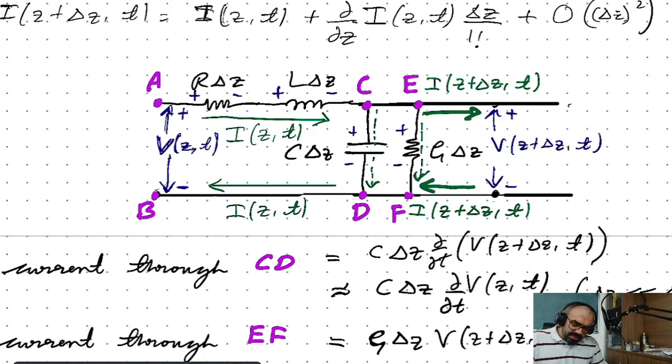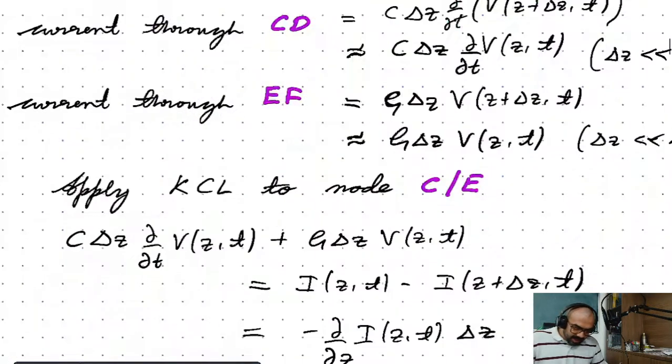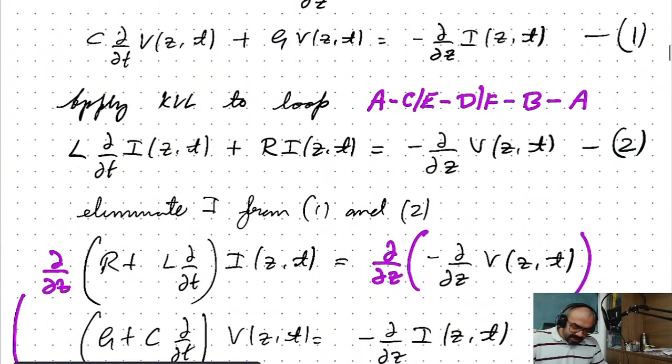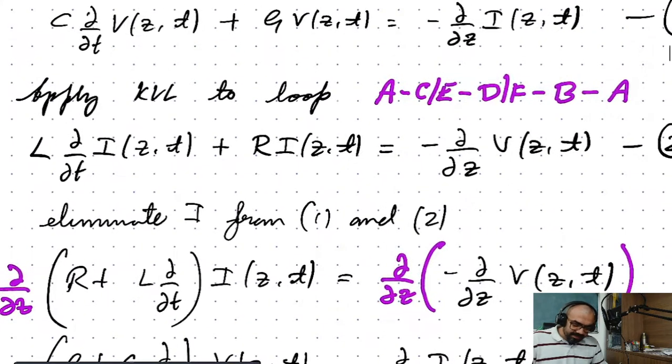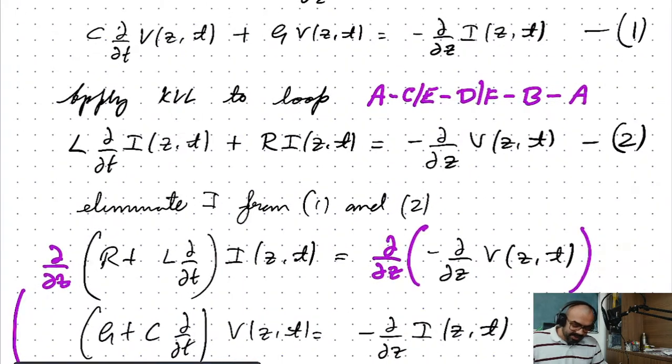Okay. Notice, however, that the drop across CD is the same for both components, right? It is simply V(z) plus delta C. So when we do this, again, we get an equation similar to equation 1, however, with the spatial derivatives of V instead. Now, in order to simplify this, we need to eliminate I first.